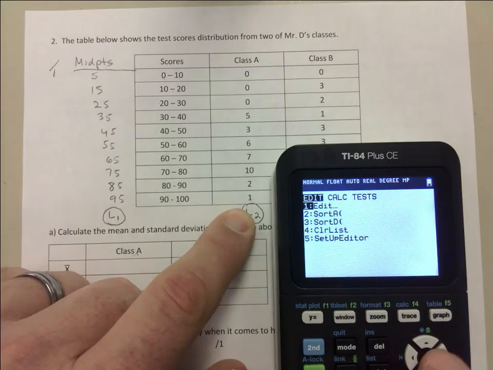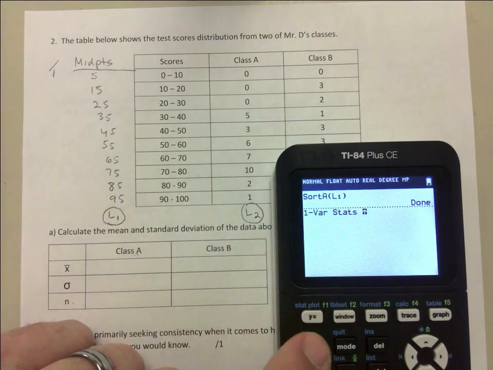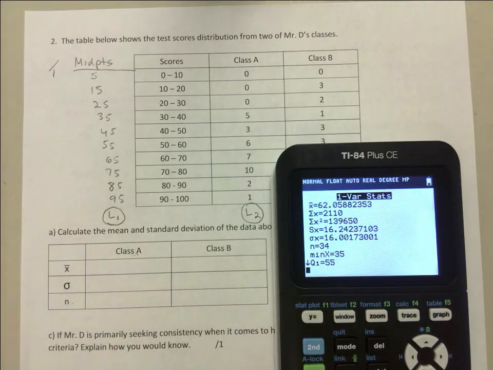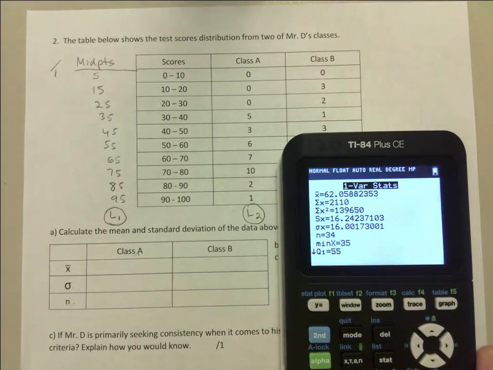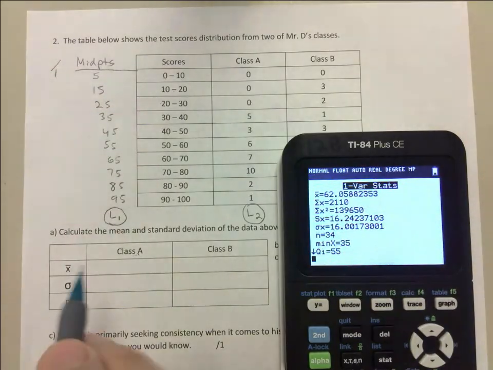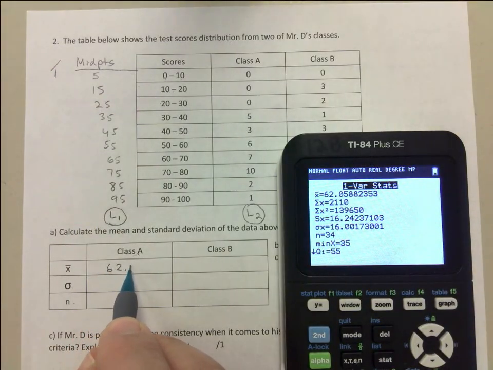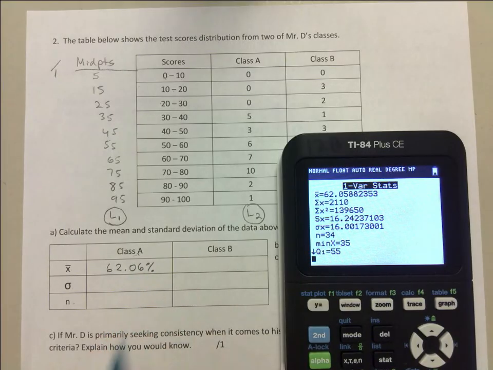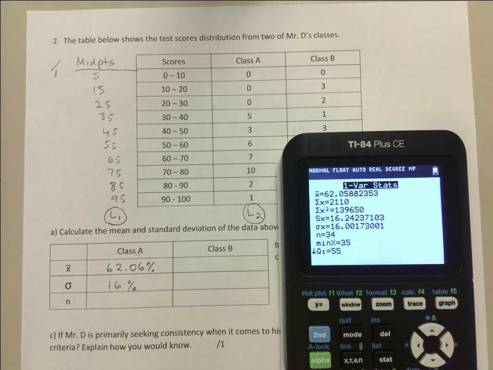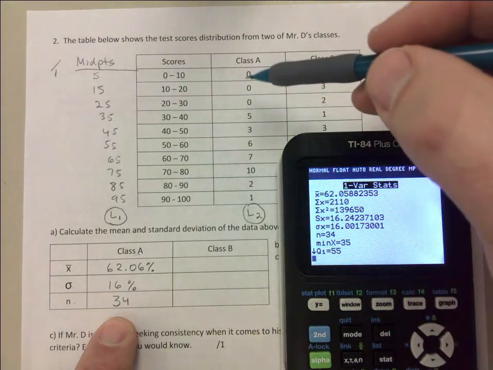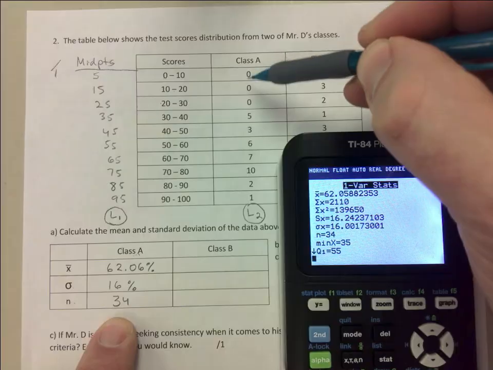So I go stat, calculate, one variable stats, L1 comma L2. You have to go L1, L2. So the mean, the average score for this class is 62.06%. Because remember, the test score is percent. Standard deviation, 16 on the nose, 16.00. N is in this case 34. So class A involves 34 students, and that's the 34 that I got from here.